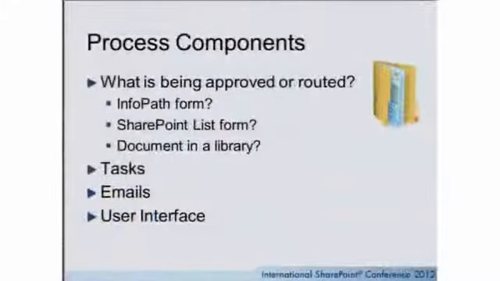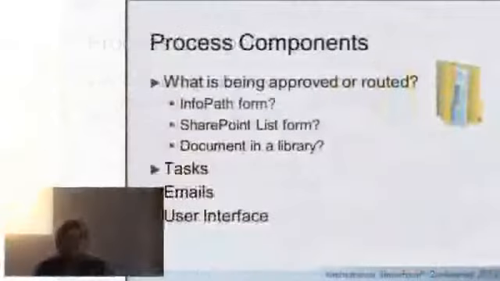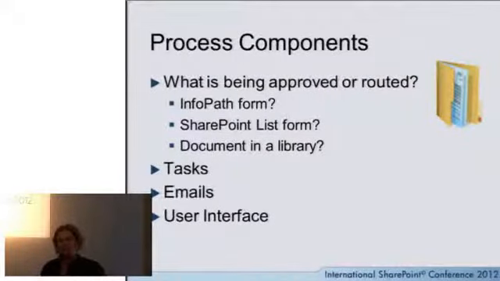And so when you're starting with anything that you're going to be automating inside of SharePoint, you need to start at the very beginning. We need to understand what is being approved and routed. We need to understand from start to finish what we're trying to do, because if you don't, you're going to end up with pieces at the end that, how do we know the process is complete? What are the different components?